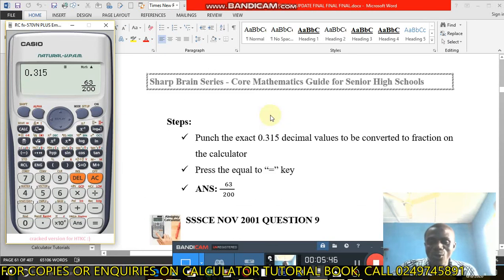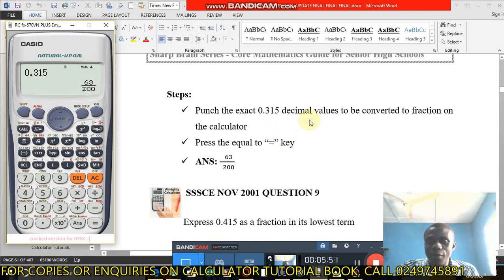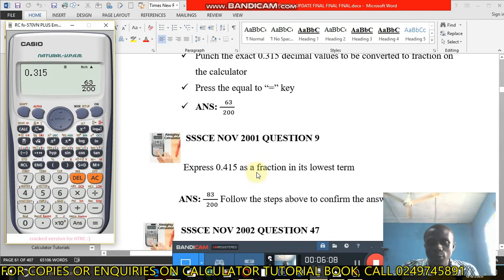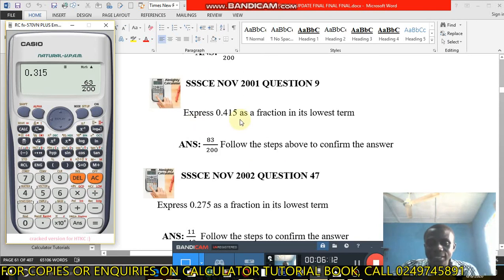So the book will give you the steps. In fact, when you get one of the books, you know that you are approaching your A1 in mathematics. So the decimal value 0.315 is to be converted to a fraction on the calculator; we punch it exactly and press equal to as we did. Then the answer is 63/200. So when you get your past question book and look at it, you see that the answer is 63/200.